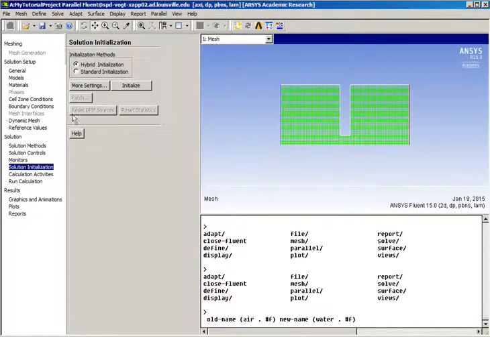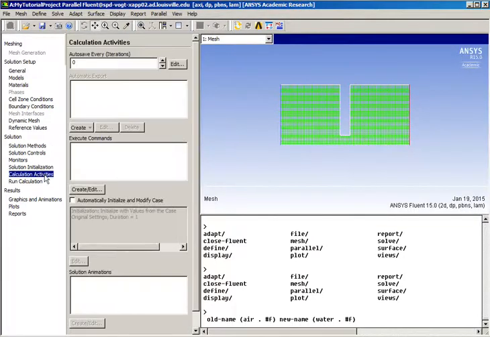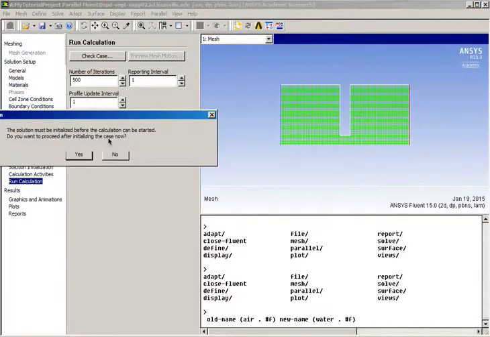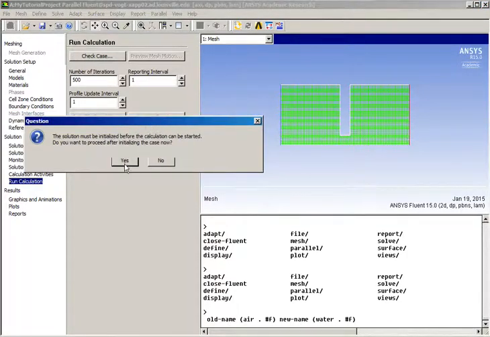Initialization, hybrid is what it defaulted to, and I just stick with that. Calculation activities, don't do too much there. Number of iterations, let's put 500. And then calculate. The solution must be initialized, yes.